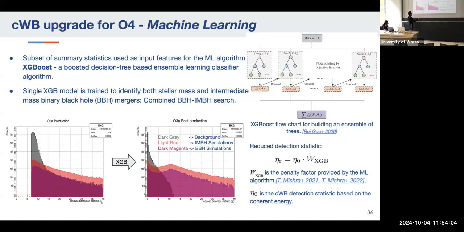So once we apply XGB and re-rank these events, we can see that the background or the noise events are very well suppressed and constrained. So we do not have a high tail that goes over to the simulation. At the same time, we are also able to recover most of the simulation events. And in this search, we now are able to look for both stellar mass and intermediate mass binary black holes using the same setup.